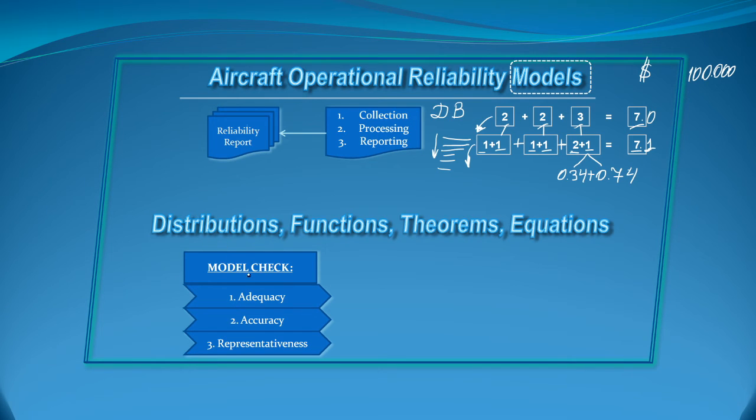What do we have to check? We have to check model adequacy, accuracy, and representativeness. Without these three, we cannot move forward. Without these three items, we cannot make any final decision. If we are analyzing, we are using all these distributions, functions, theorems, formulas. Now, how does it work?